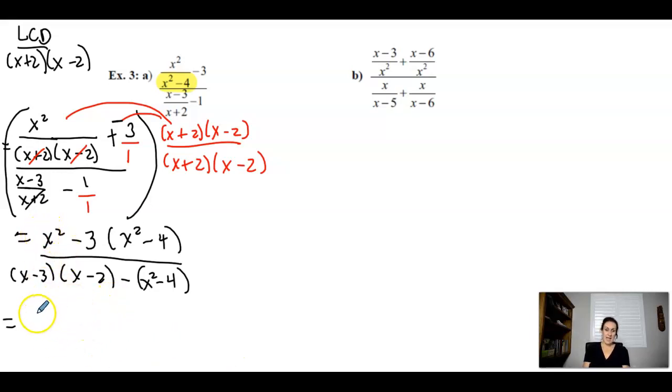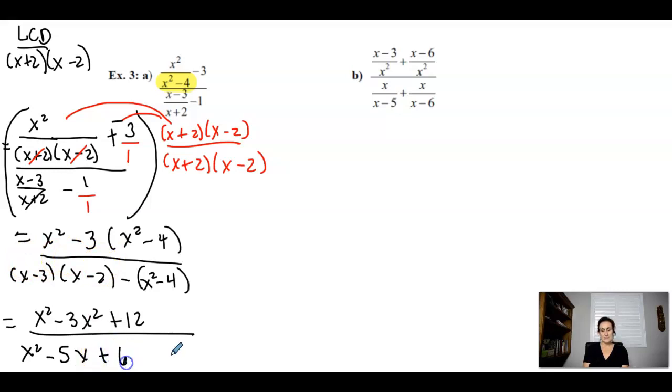In the numerator, I have an x squared subtract 3x squared, because I'm going to distribute, plus 12. In the denominator, I'm going to do first, outer, inner, last, and it's going to give me x squared. Negative 2x and negative 3x is negative 5x, and last times last is plus 6. Subtract x squared plus 4 when I distribute that negative through the parentheses. That's the biggest mistake I see, is that negative only gets distributed through the first number. So be careful with that.